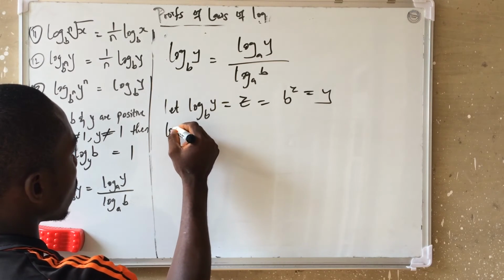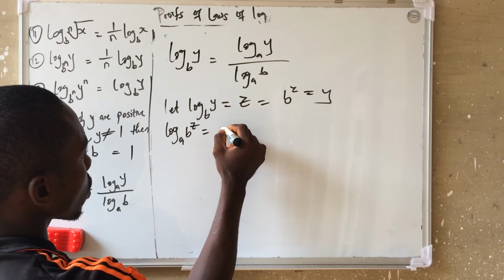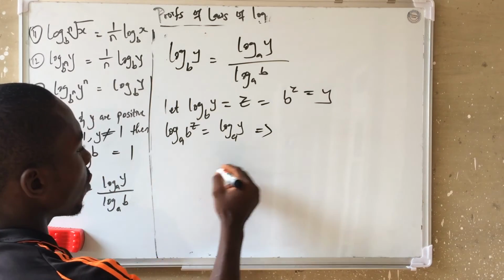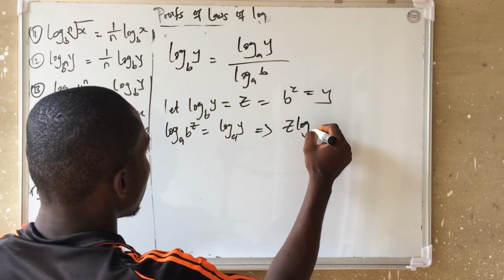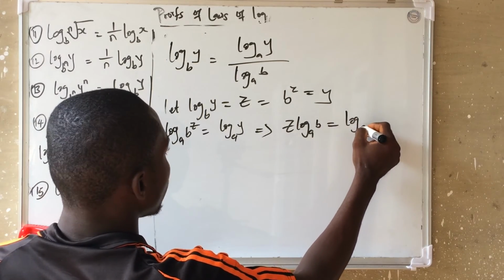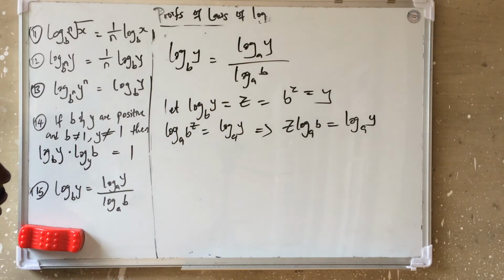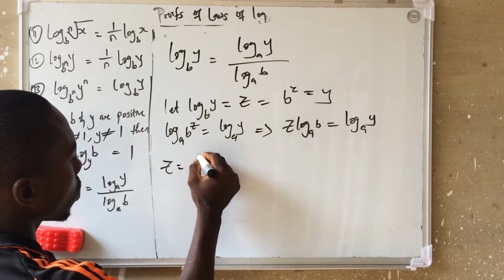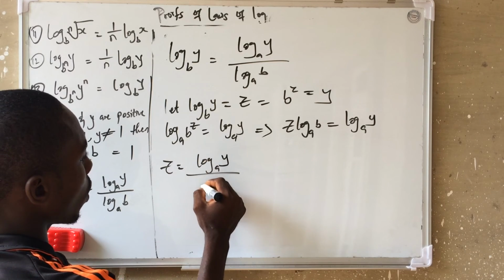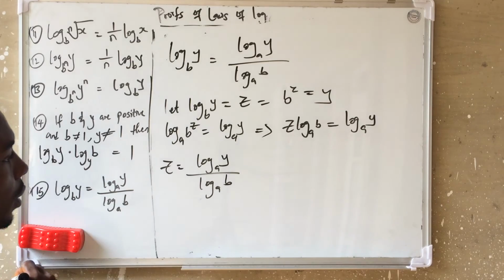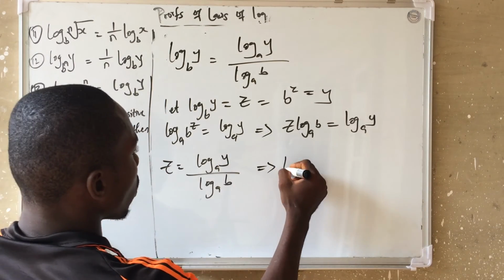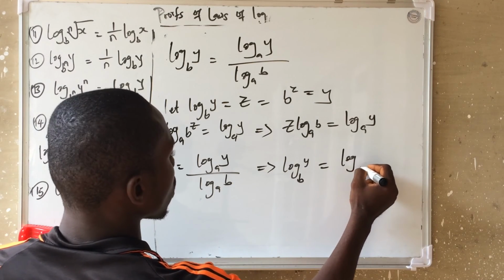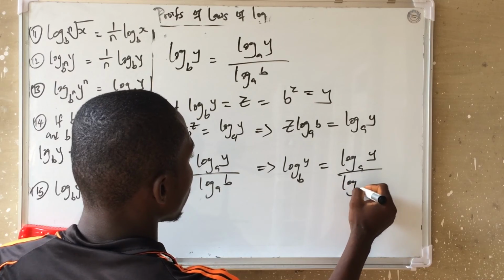And I'll say log to the base a of b raised to the power z is equal to log to the base a of y. Now this will give me z log to the base a of b is equal to log to the base a of y. So now I want z to stand alone. I'll make it the subject of the formula by saying z is equal to log to the base a of y all over log to the base a of b. And what is my z? My z is log to the base b of y, which is equal to log to the base a of y over log to the base a of b.